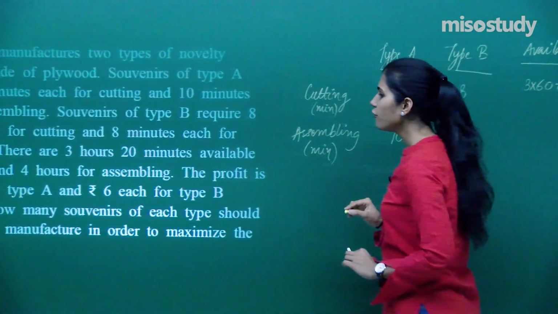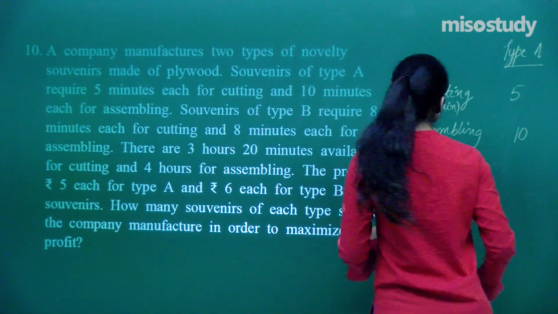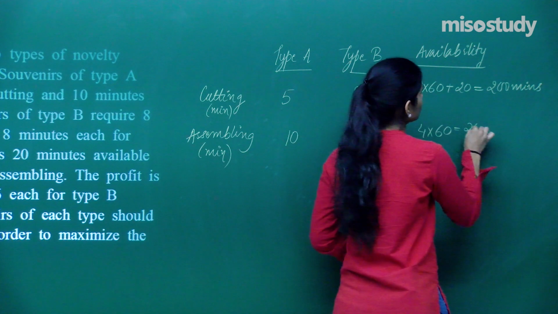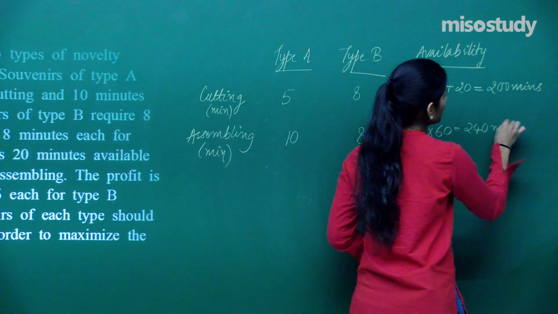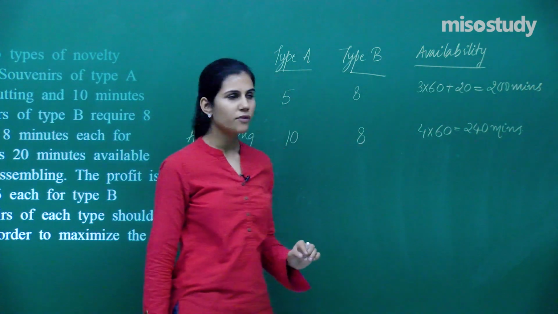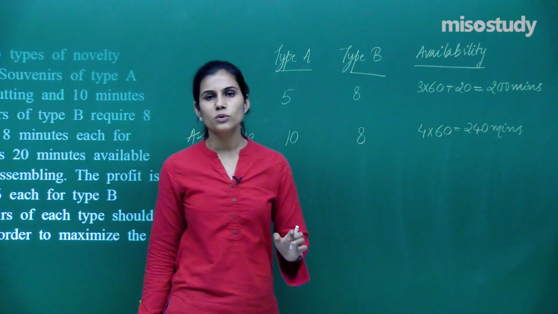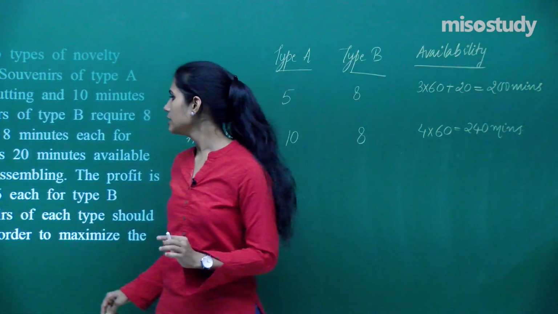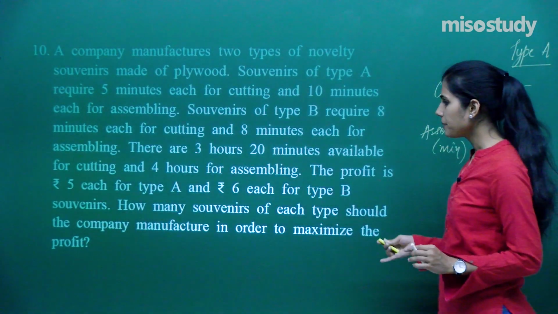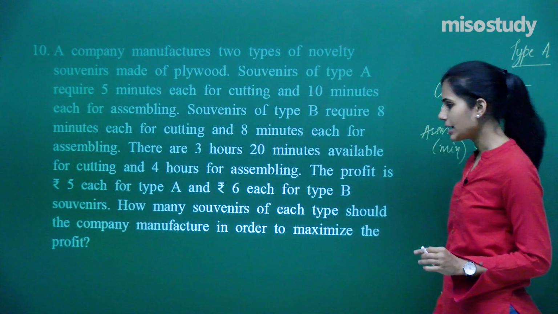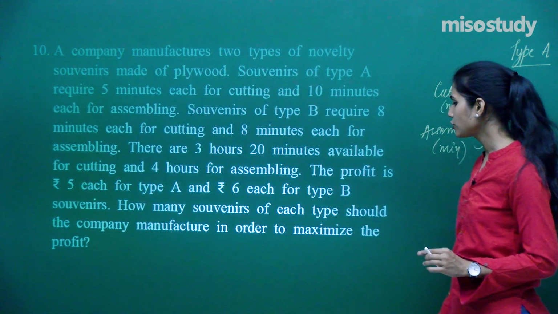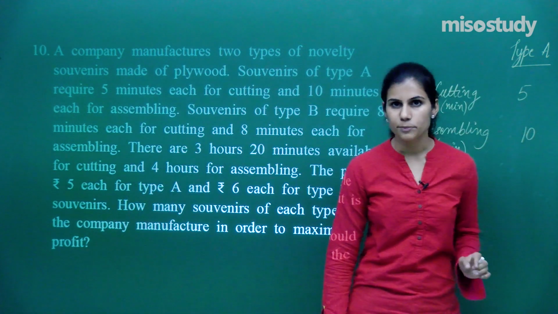And it says 4 hours for assembling. 4 hours for assembling means 4 into 60 minutes, which is 240 minutes. So in total there are 200 minutes which can be given to the job of cutting and 240 minutes in total which can be given to the job of assembling. The profit is rupees 5 for each type A and rupees 6 each for type B souvenir. So how many souvenirs of each type should the company manufacture in order to maximize the profit?